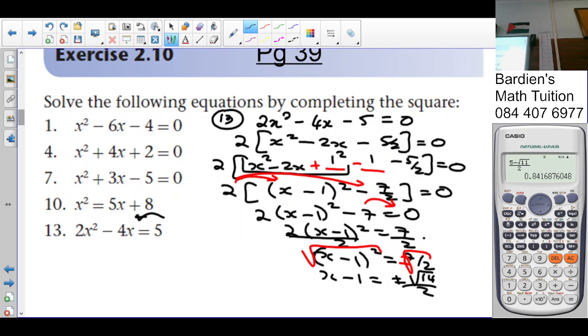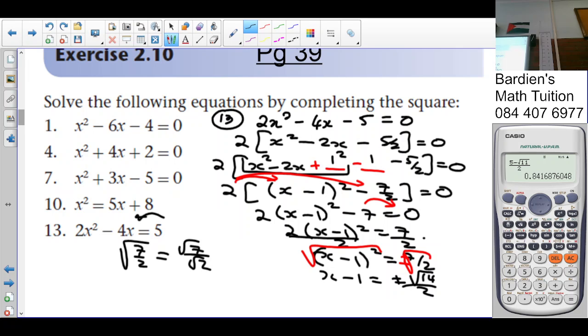It would have been root of 7 over root of 2. You rationalize the denominator by multiplying it by root 2 over root 2, which is root 14 over 2. Okay? You with me? We got the square root of 7 over 2 is the same as saying the square root of 7 over the square root of 2.